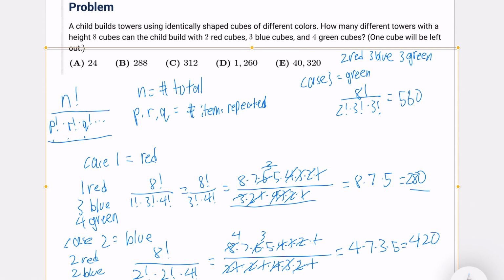So now we have the number of possible arrangements with a cube of each color being excluded. And so now we can just add all of these arrangements together. So it would be 560 plus 280 plus 420. And this would give us 1,260. So therefore the answer would be 1,260.